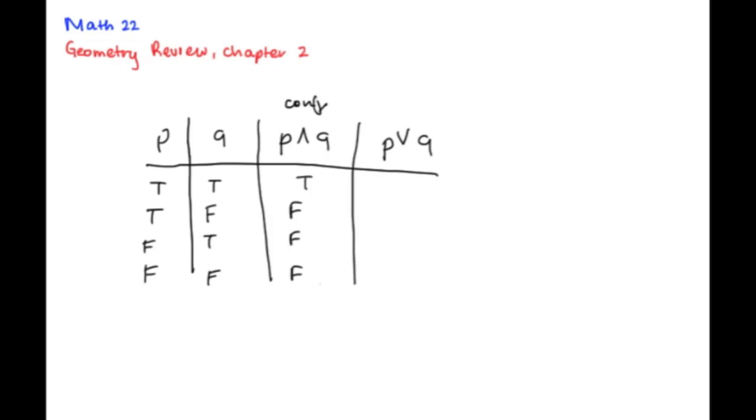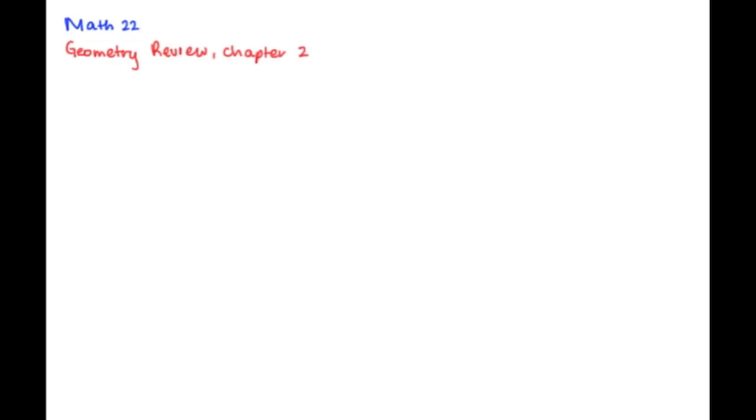On the flip side, P or Q is only false if both values are false. So only this value will be false, and the other values will be true. And it kind of makes sense if you just think about it for a while.